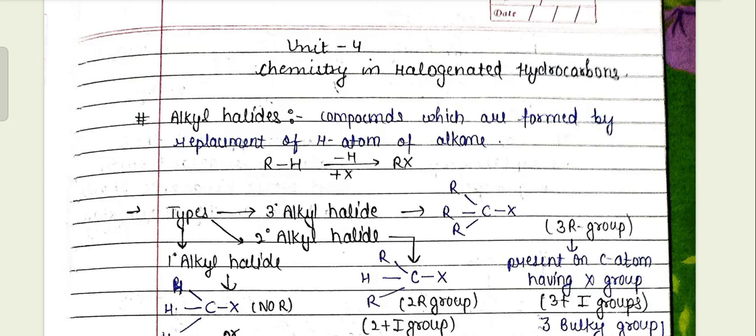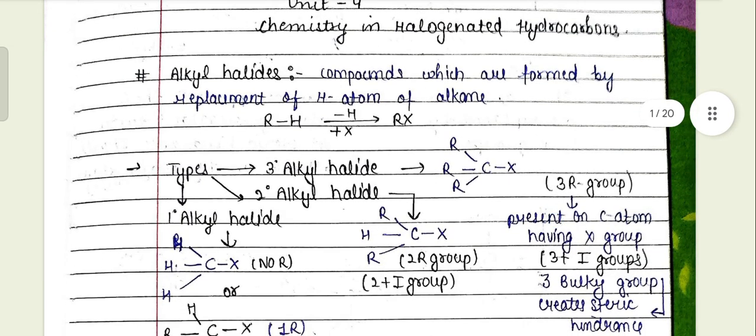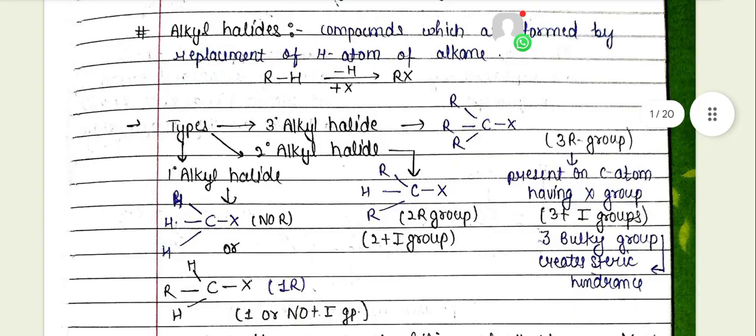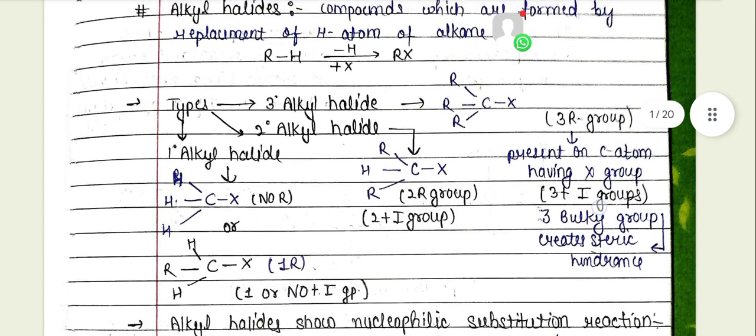It is a presentation video on alkyl halides and some important reactions. Alkyl halides are compounds formed by replacement of a hydrogen atom of alkanes, RH, giving rise to RX by adding X and removing H.